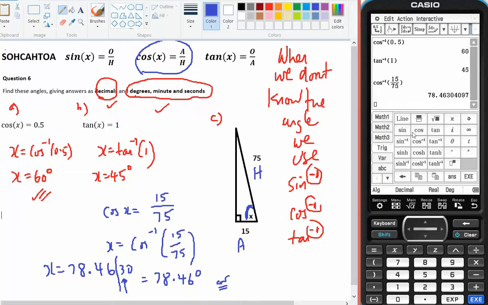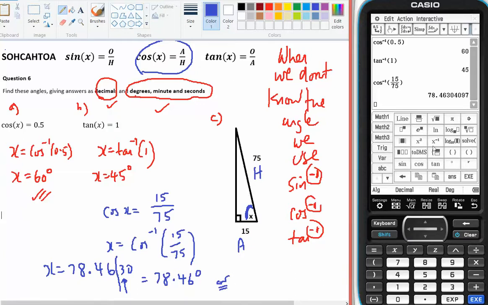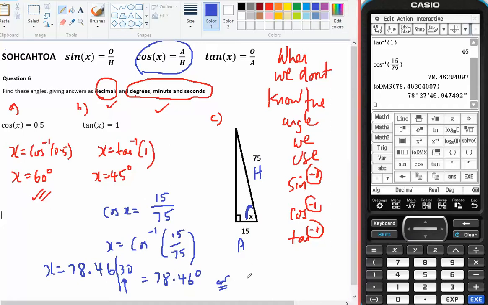Then I will go back to Math 1. I'll put degrees, minutes, seconds. I'll take this answer, I'll drag and place it there, I'll close the bracket, then I'll press execute, and it tells me that it's 78 degrees, 27 minutes, and 46.9, which will be 47 seconds. And that's it.